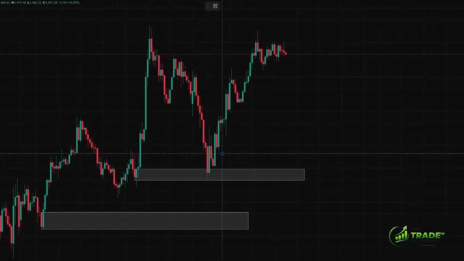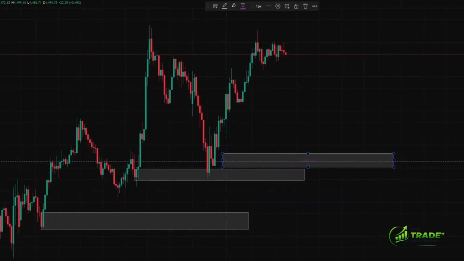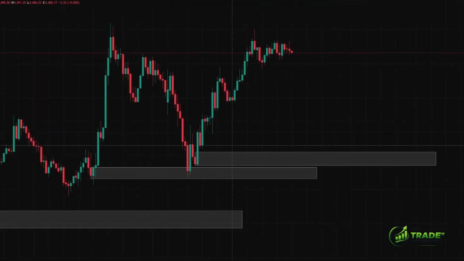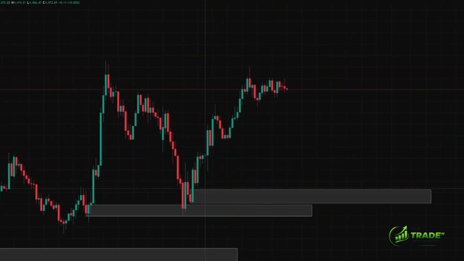Looking further over here, this is another clear bullish order block. It is the last bearish candle before a massive explosive push. This was the very last candle before the market kept going up and up. These are great examples of how to locate bullish order blocks.